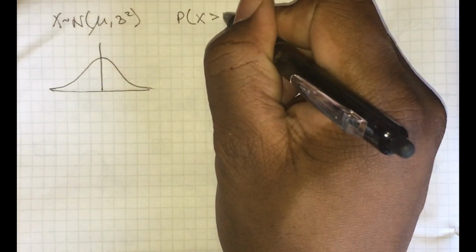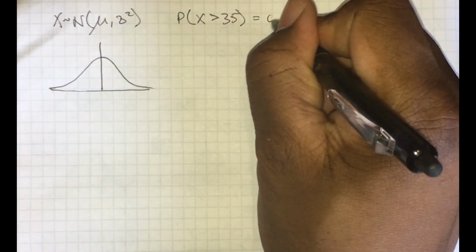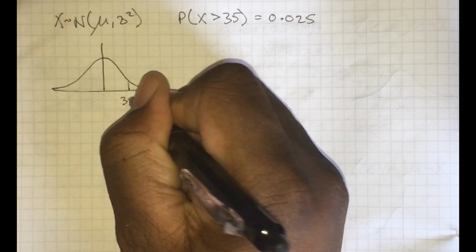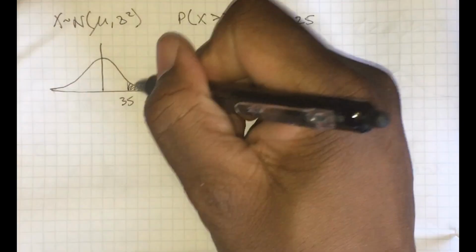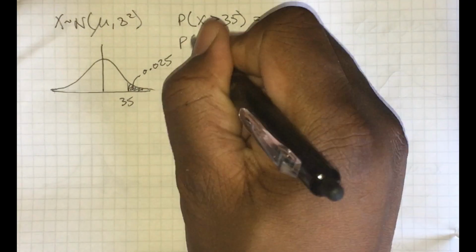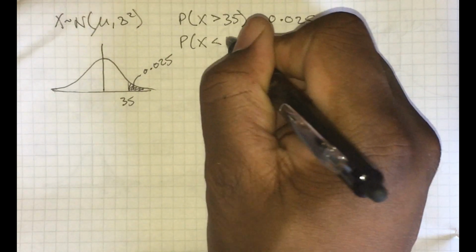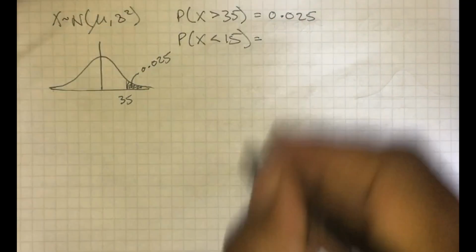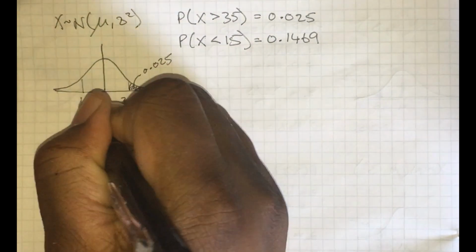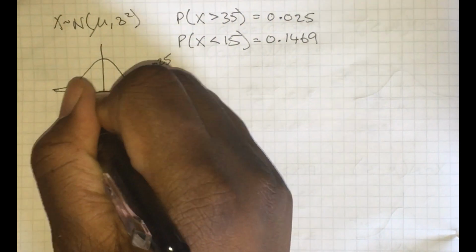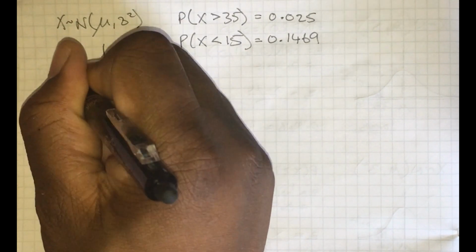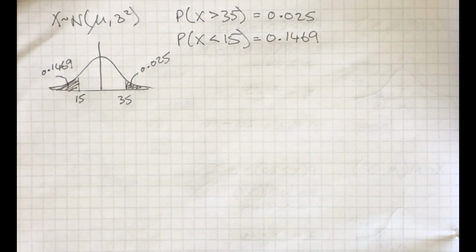I've been told that the probability x is greater than 35 is 0.025. Okay, so where's that going to be? So over here on the right hand side, this right hand tail is 0.025. Okay, second statement says that the probability x is less than 15 is 0.1469. Once again, where's that going to be? 0.1469 is quite a small probability, so it's over here in this left tail. And I can label that as well.